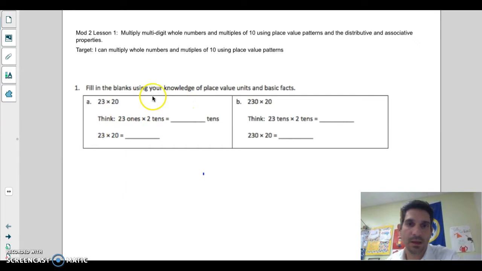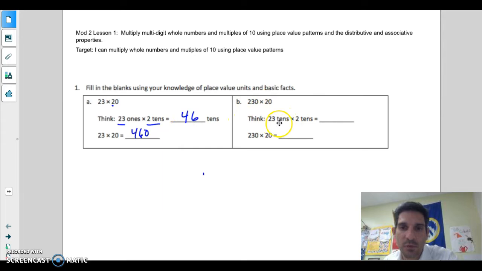So let's do this. I look at this first one, number one. It just says 23 times 20. So they want you to think, okay, if I had 23 ones and I got two tens, that's two tens basically. So that would be how many? Well, 23 times 2 is 46 tens. So 46 tens is really what? 460.